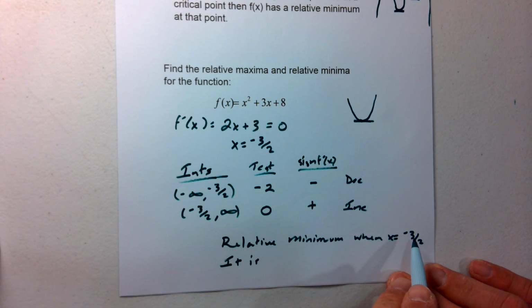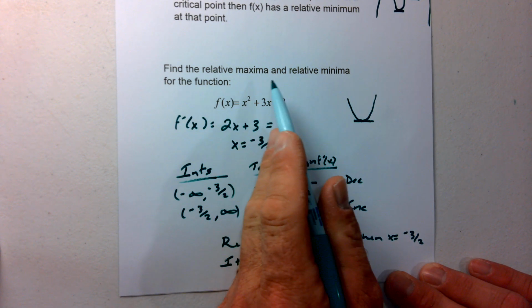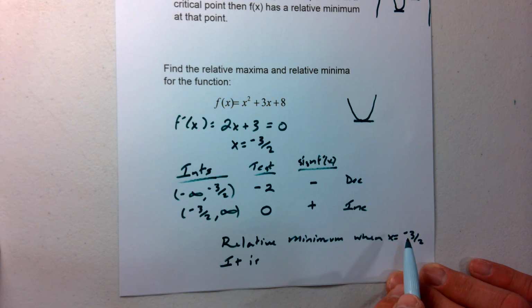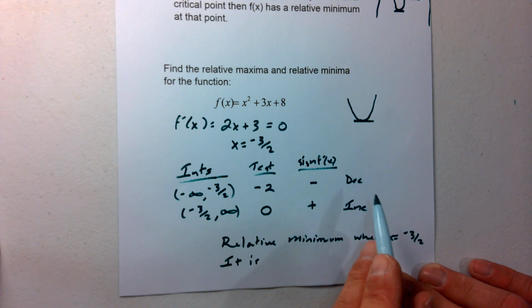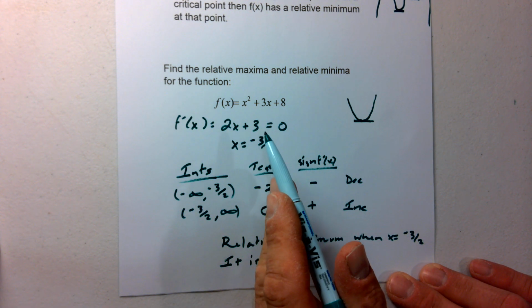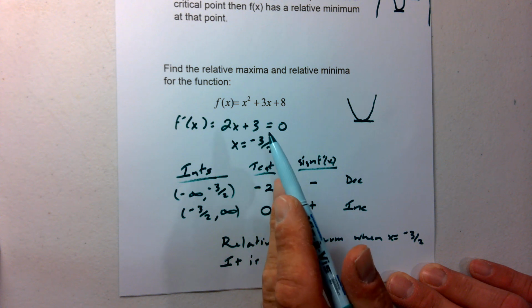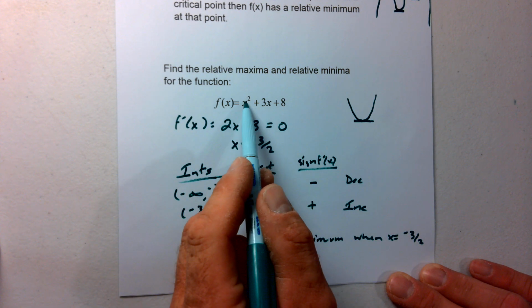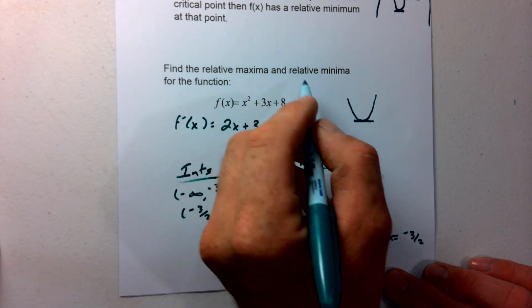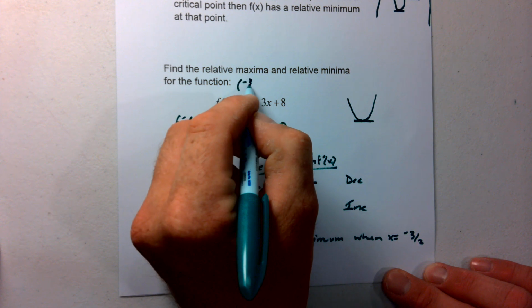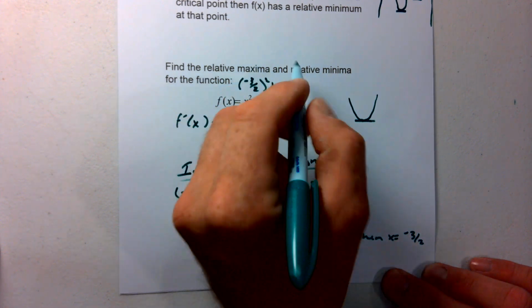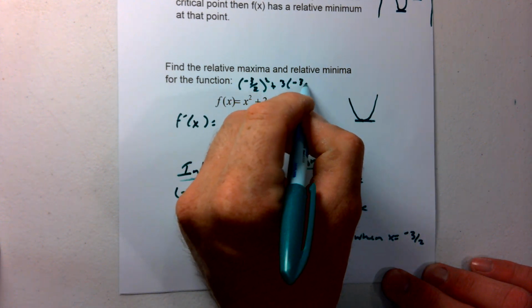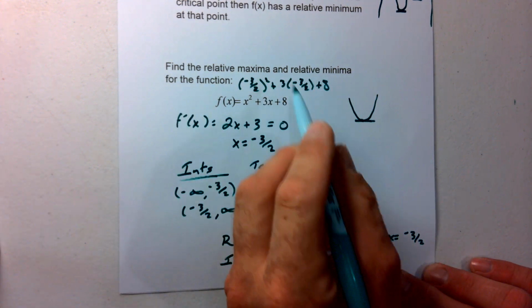well, how do I know what it is? Well, if I take negative 3 halves and plug it into my original function, remember what's going to happen if I take negative 3 halves and plug it into my derivative, I'll get 0 out. And I'll always get 0. That's not the information I'm looking for. I want to know what that relative minimum is. So if I take negative 3 halves and plug it in to my x value, we'll do them up here. I get negative 3 halves squared plus 3 times negative 3 halves plus 8.